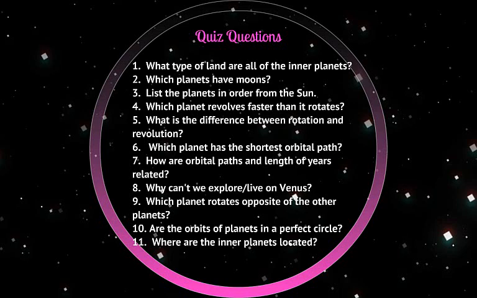Why can't we explore or live on Venus? Which planet rotates opposite of the other planets? Are the orbits of planets a perfect circle? And where are the inner planets located?